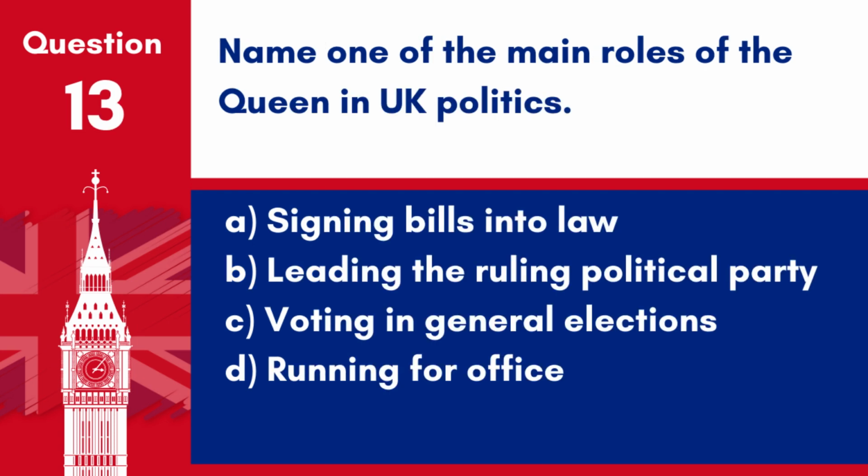Question 13. Name one of the main roles of the Queen in UK politics. A. Signing bills into law. B. Leading the ruling political party. C. Voting in general elections. D. Running for office. Answer: A. Signing bills into law. One of the Queen's roles is to grant royal assent to legislation passed by Parliament, making them laws.